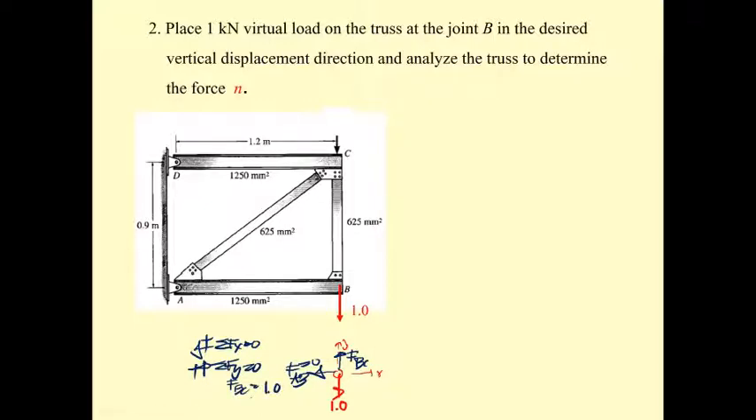Okay, and then this one is going to be F sub BC. If you put the joint C over here, joint C is subjected to this force of 1.0. This is 1.0, this is 1.0, this is joint C. Then you have this one for X, and this one for Y.